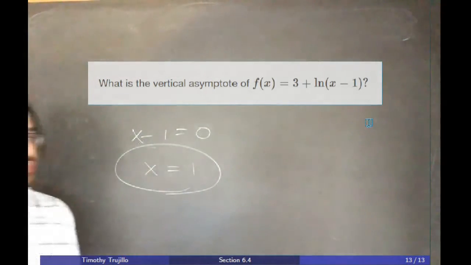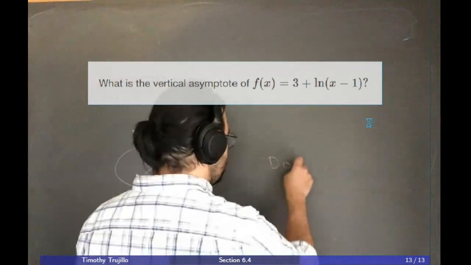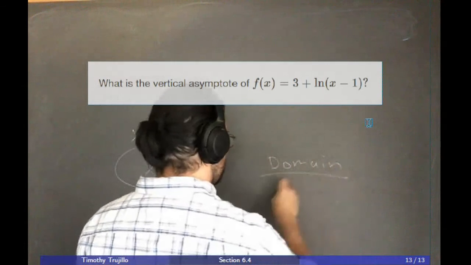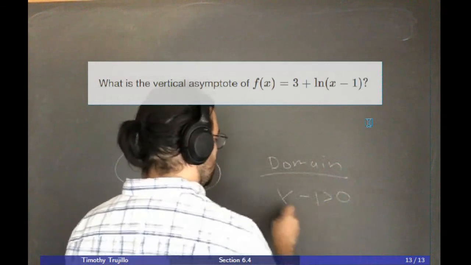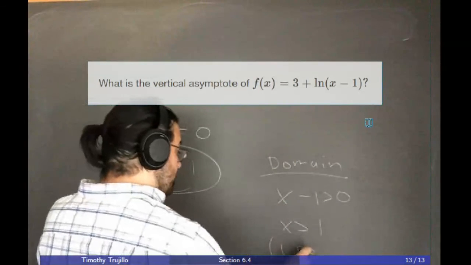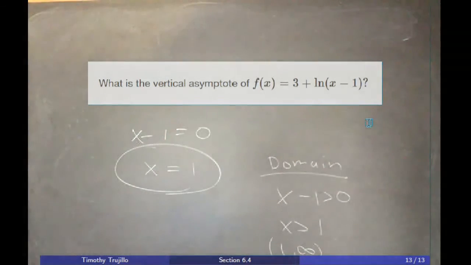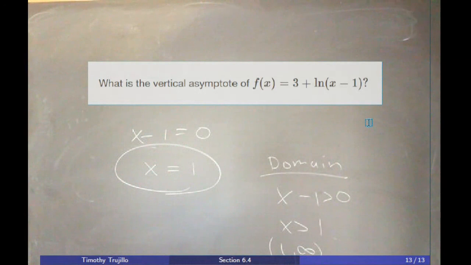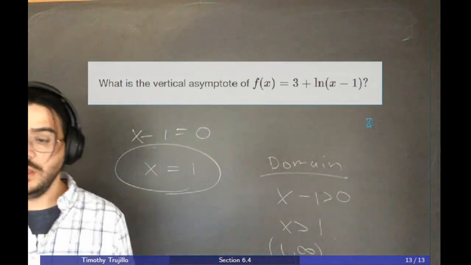And then just to end this with what's the domain, let me remind you here, the domain is when x minus 1 is greater than 0. So you get x is greater than 1. So this domain is 1 out to infinity. Okay? Anything bigger than 1, you can plug into this formula.